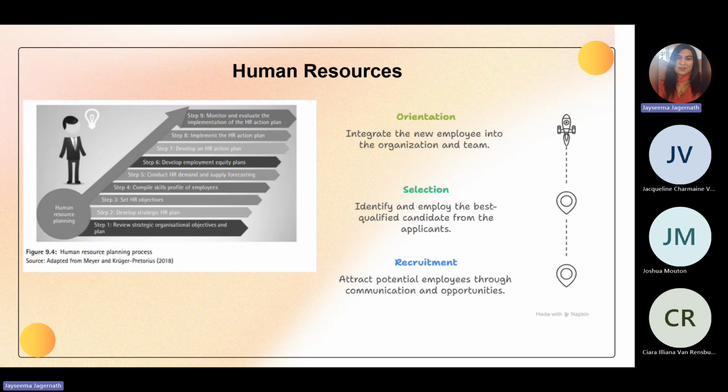Okay, then you conduct an HR demand and supply forecasting. So what do you need in terms of your organization? Where are you lacking? And then what do you have? That will then give you an idea of how you deal with your employees in terms of upskilling what you already have, and in some cases, reorganizing.